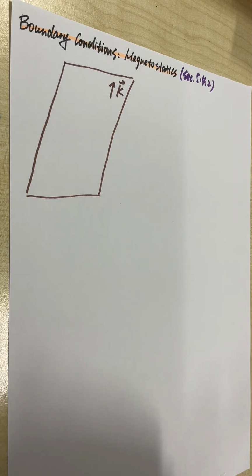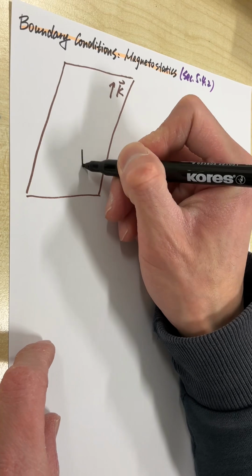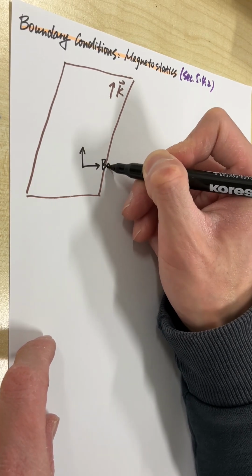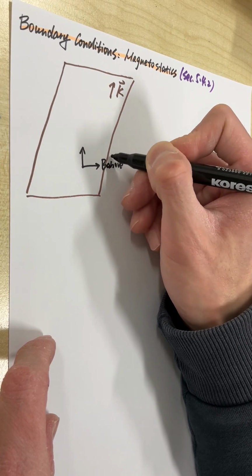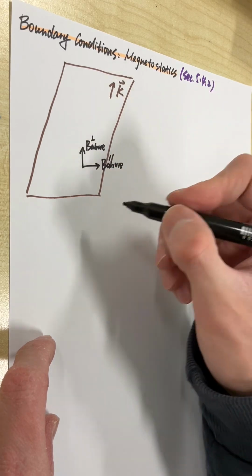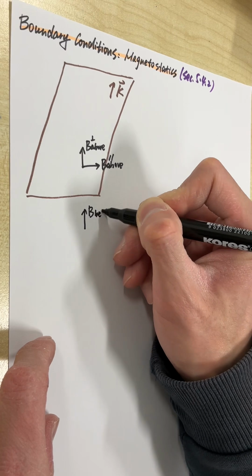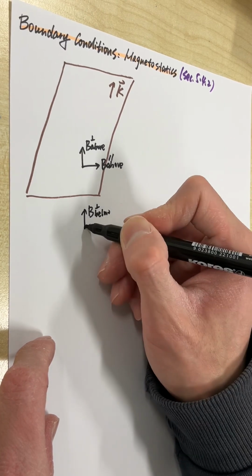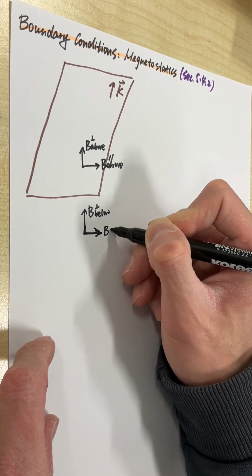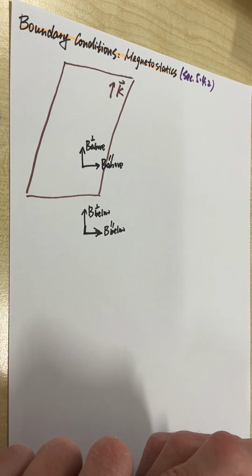Similar to the electric field, when the magnetic field crosses the boundary, we have the normal component and the parallel component. So we have B above parallel component and B above normal component. And for the below, we also have B below normal component, and then B below parallel component. So how do we observe this?